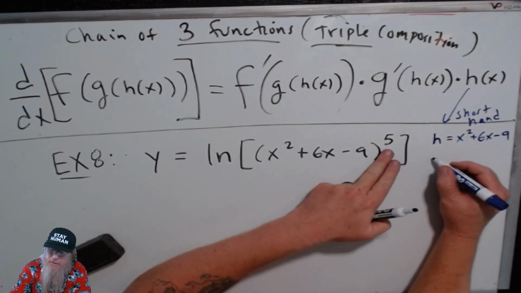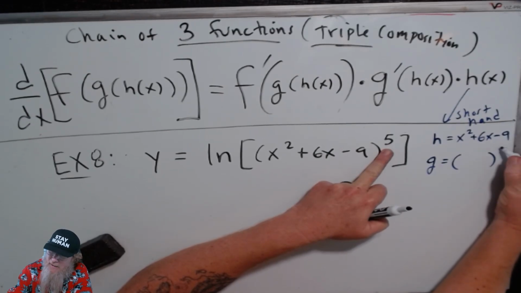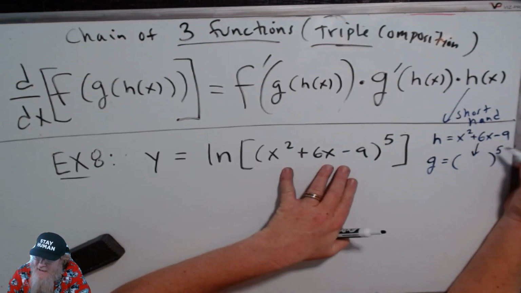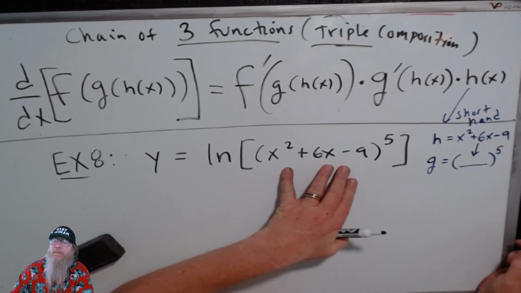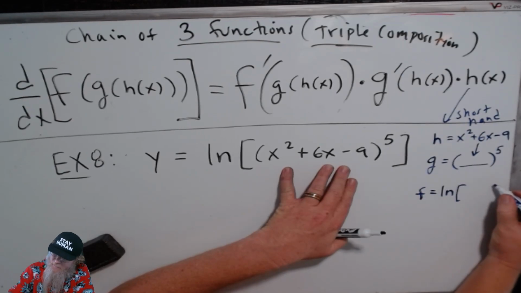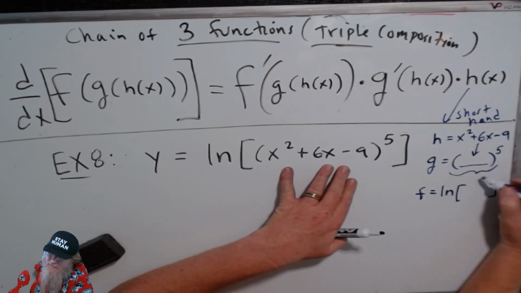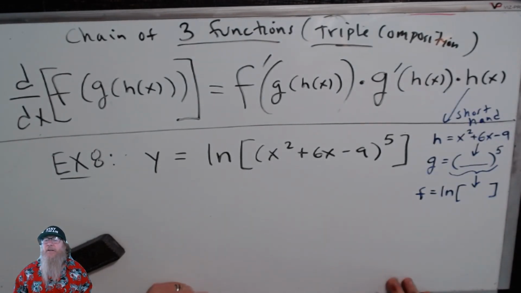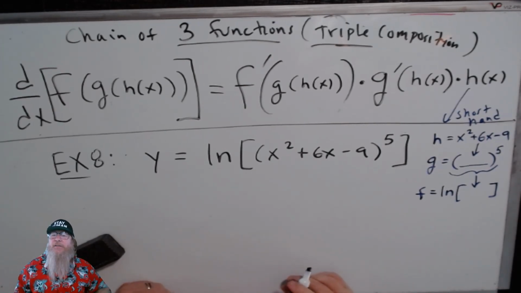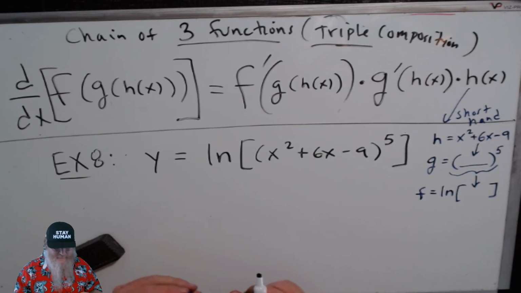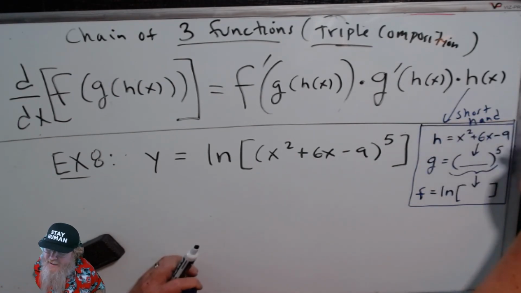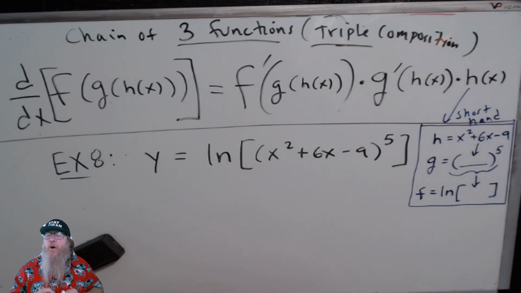Then g is the next one, blank to the 5th. That's your g. And remember, h goes inside of g. And then f is the ln of blank, and all of this goes inside of f. So it's like there's one inside of another, and there's 3 layers to this mathematical onion here. Now again, you don't have to actually write that down. This is just sort of, I call this bookkeeping, just kind of keeping track of what order everybody is in.